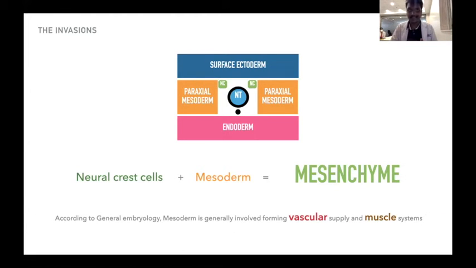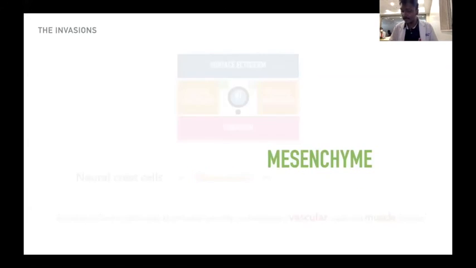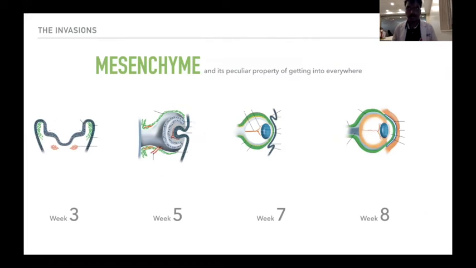It is not exactly what you call a law, but it's just something to remember: mesoderm is generally involved in forming the vascular and muscle systems throughout the body. If you remember this one line, it becomes very easy to explain basically all the other structures which are remaining in our embryological journey.